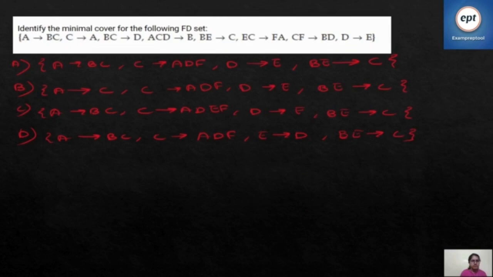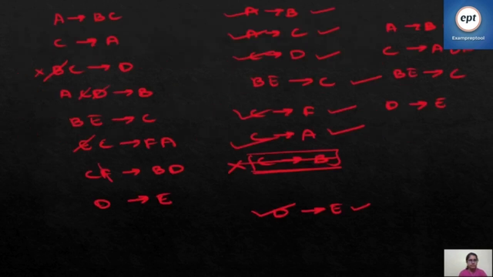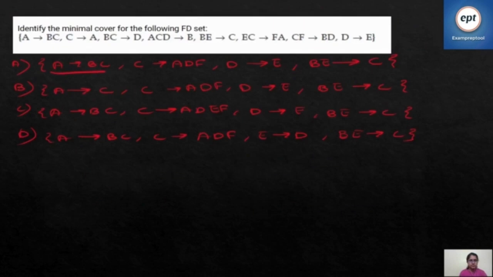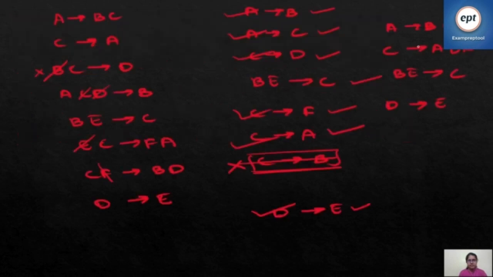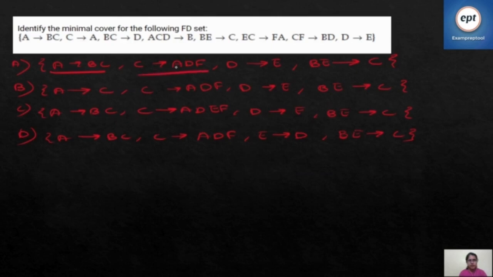So which is the correct answer for this? Let's see with the options. If you can see, A is able to derive BC, so this is correct, and then C is able to derive ADF, so this is also correct. D is able to derive E and BE is able to derive C. Okay, so that's why A is the correct answer for this question.